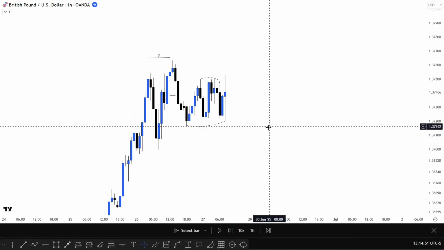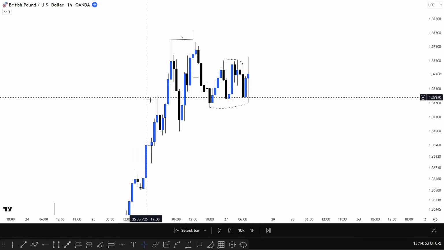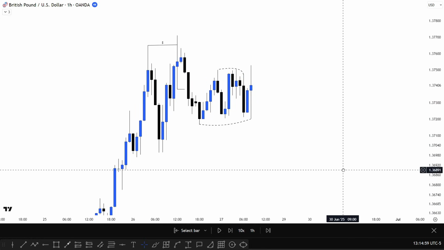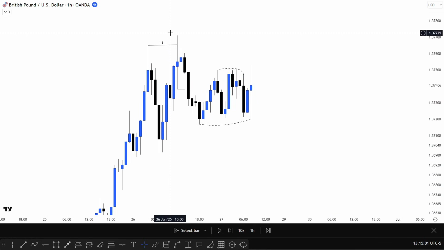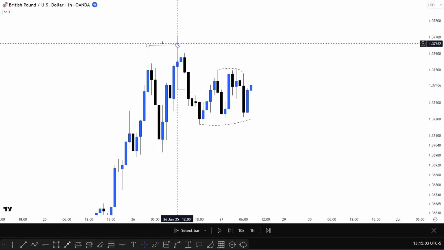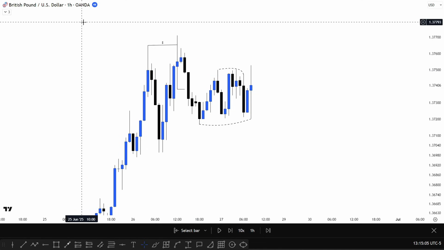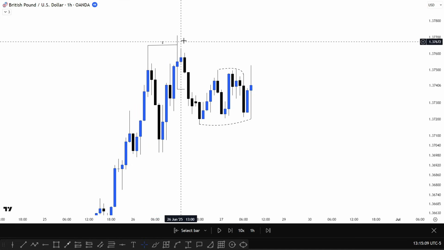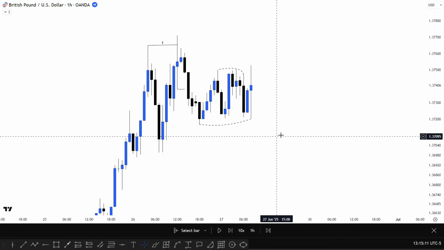So let's dissect this trade right here. This is a trade on GBP/USD. GBP/USD is one of my favorite pairs to trade, right? It runs exactly like the indices. GU to me is like an indices for Forex, because it runs so clean, right?